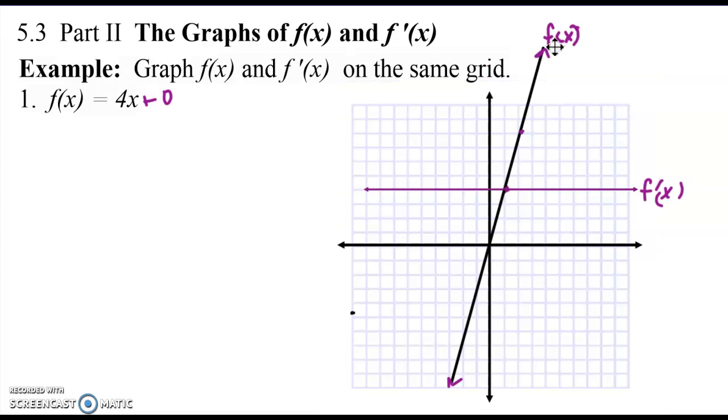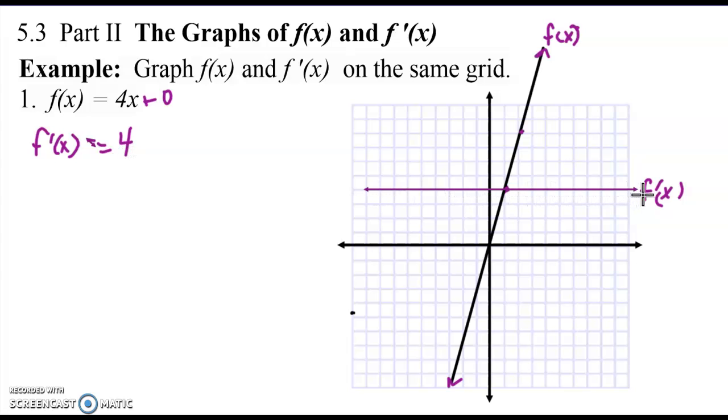So here's the graph of f of x. We had a y-intercept of 0 and a rise of 4 over 1: 1, 2, 3, 4 over 1. And I connected those dots. Then the derivative equals 4, and when we graph the constant 4, we get this.